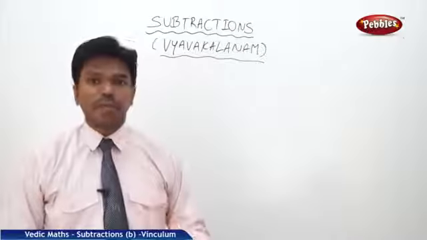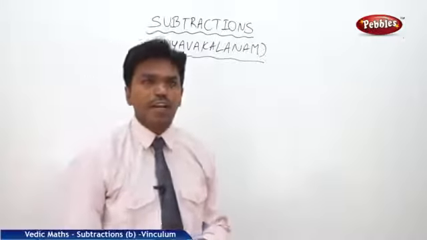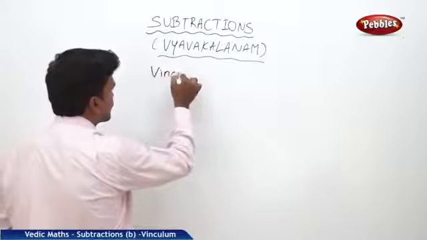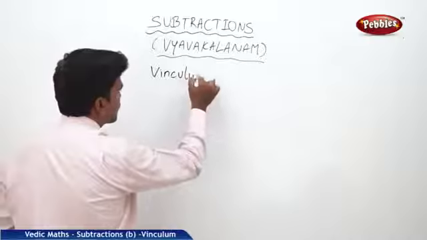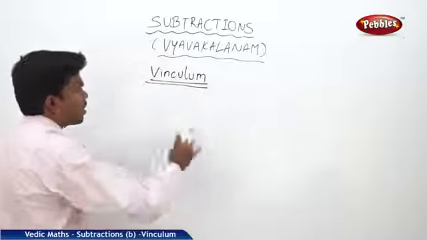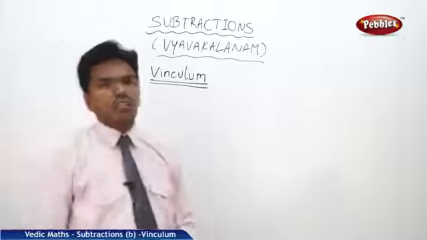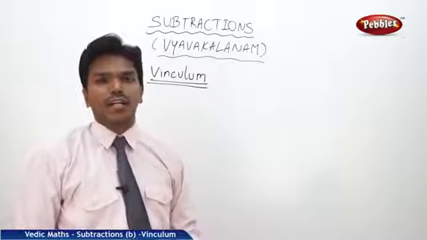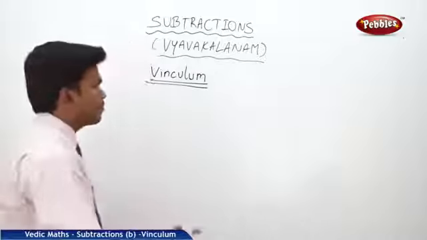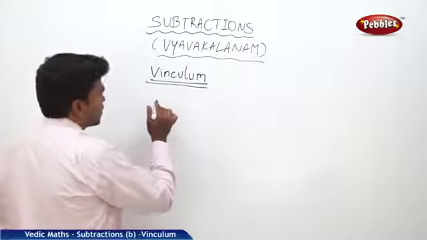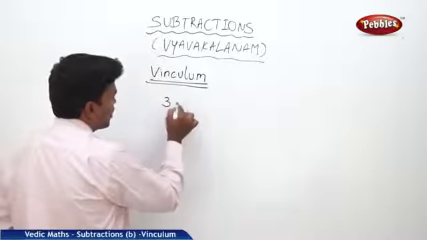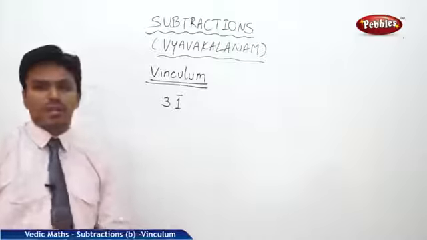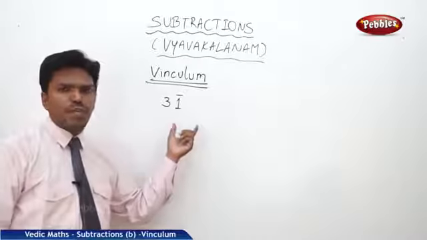Now one more part of the basics for subtraction, that is vinculum. What is the use of this vinculum and how can it be established? Now see here, suppose a number is like this, 3 1 bar, 3 1 bar. Actually this is not a normal number.